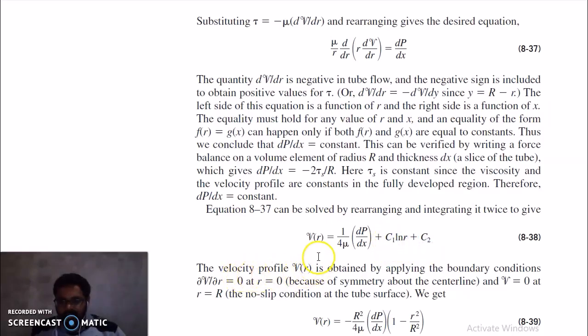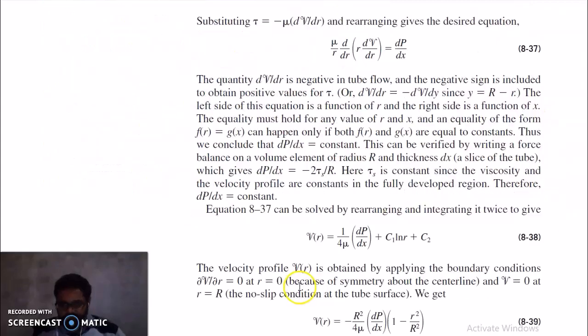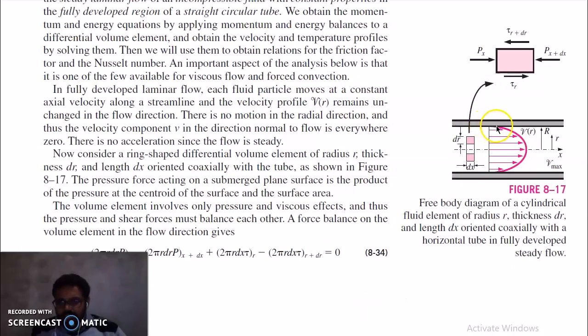The velocity profile Vr is obtained by applying the boundary conditions, which are del v by del r is equal to 0 at r is equal to 0. This is your velocity profile, and when r is 0, if you take the slope at this point, it will come 0. Del v by del r at this point is equal to 0 because of symmetry about the center line. And v is equal to 0 at r is equal to R, the no slip condition at the tube surface. So at this surface your velocity is equal to 0 because of the no slip condition.